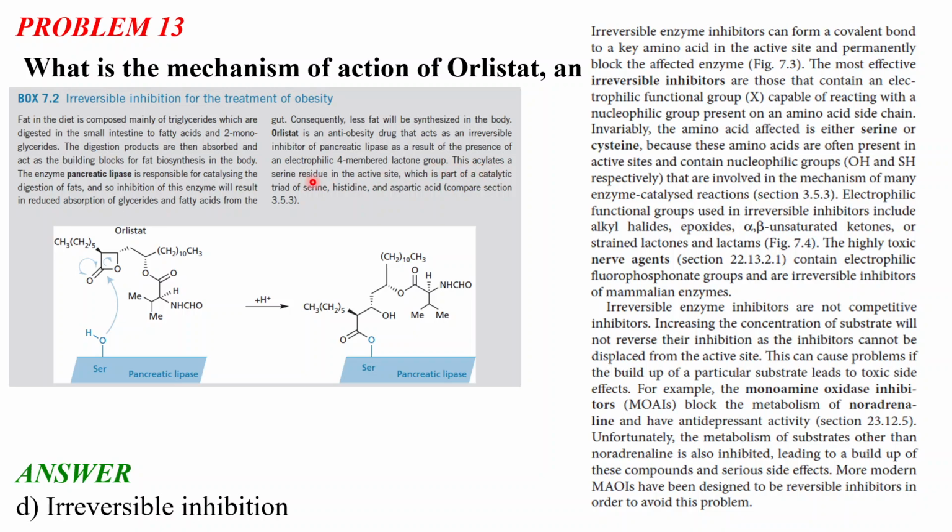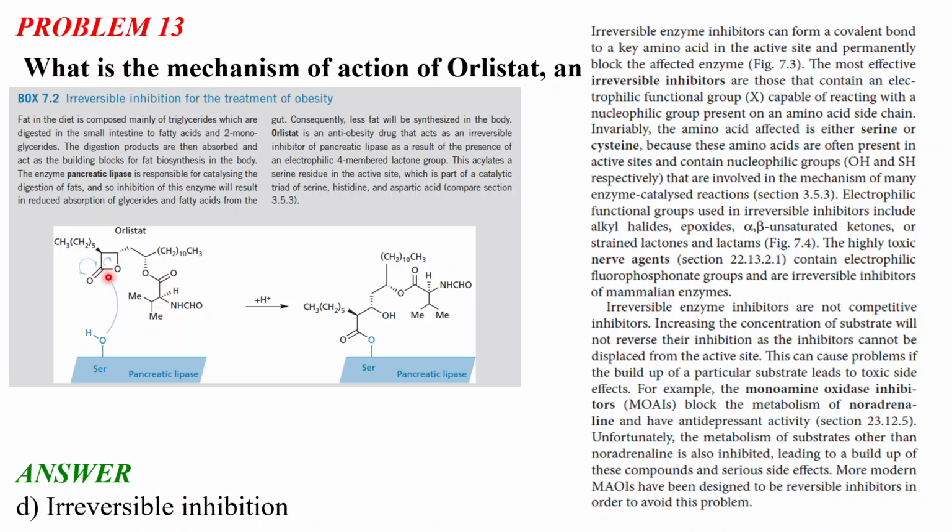This acylates the serine residue of the active site, which is part of the catalytic triad of serine, histidine, and aspartic acid. Okay, so in the case of this pancreatic lipase, there is a catalytic triad. Remember, in the last class I mentioned that there is a catalytic triad present in the enzyme chymotrypsin, which is also serine, histidine, and aspartic acid. Here also a catalytic triad of serine, histidine, and aspartic acid is present. Okay, so this is the structure of orlistat.